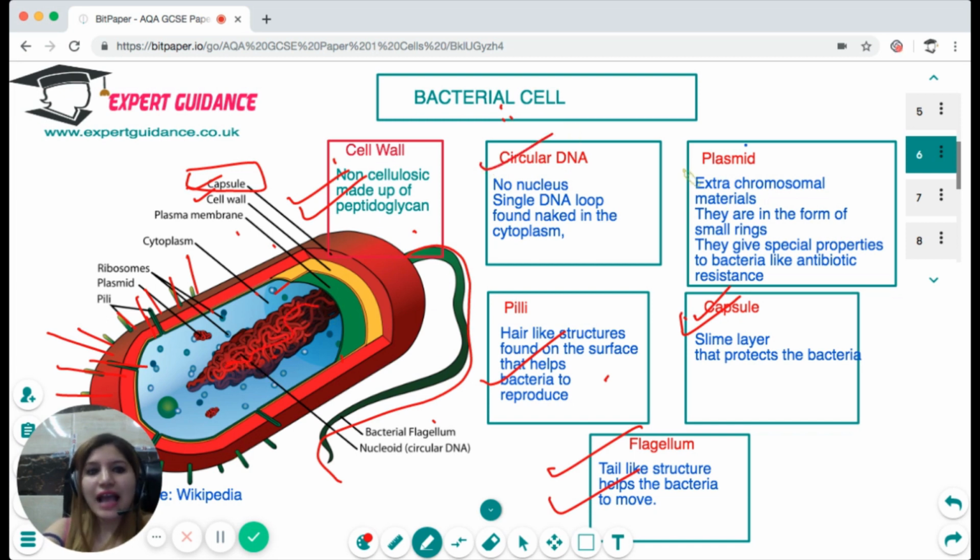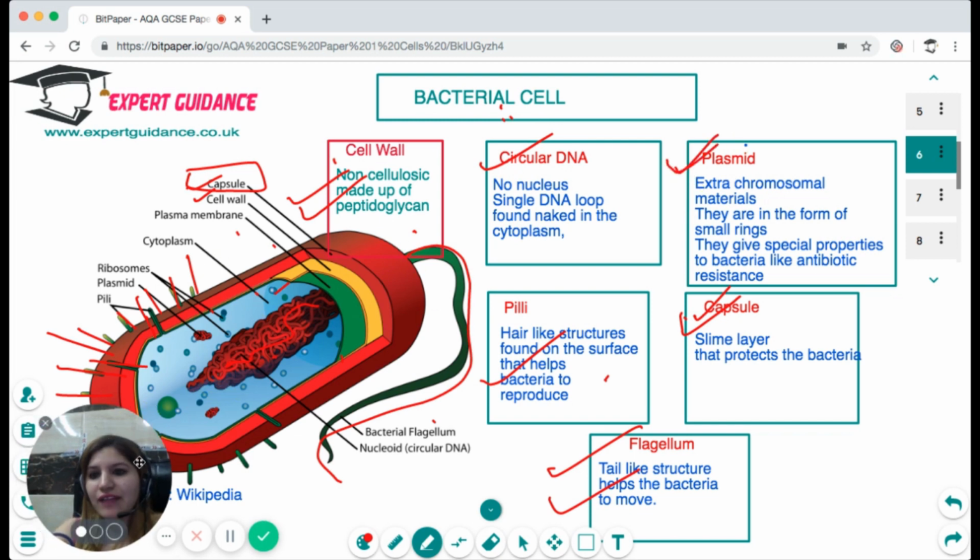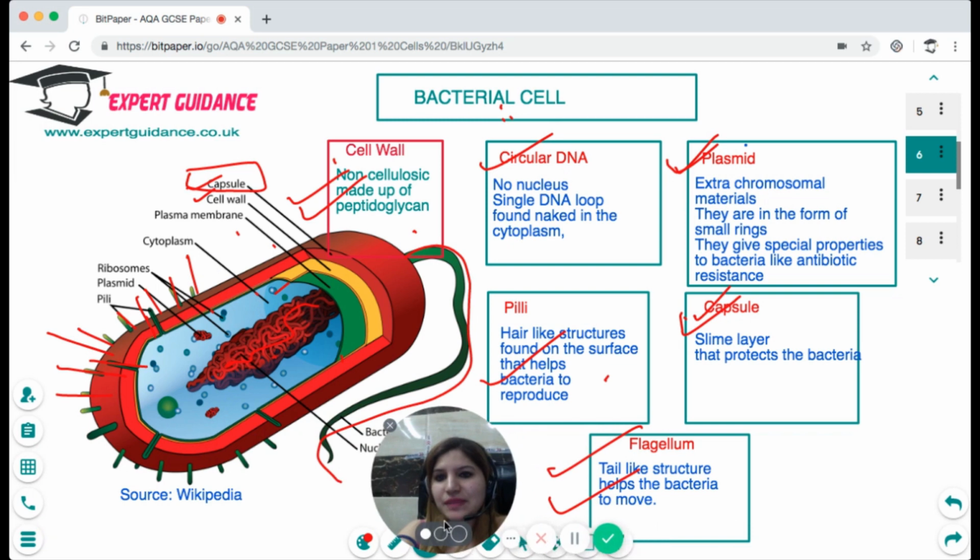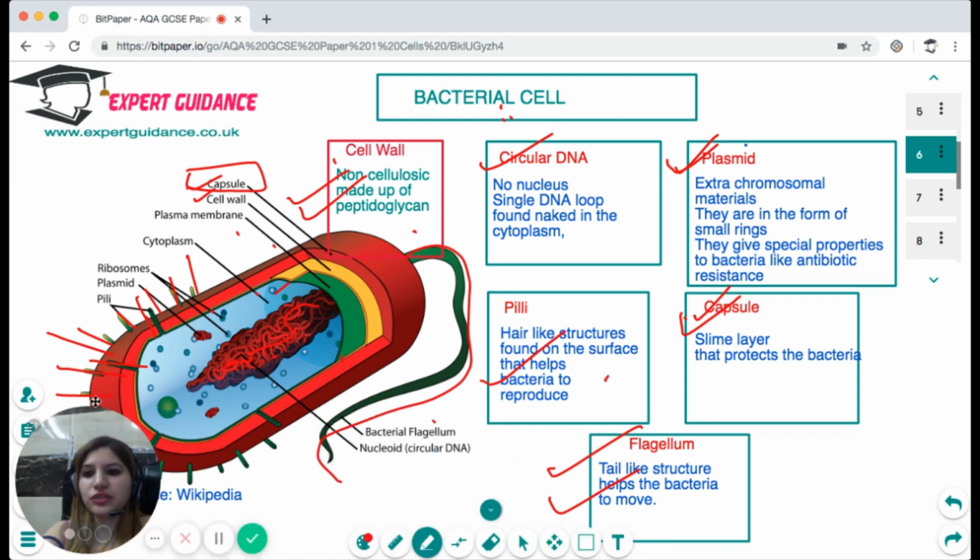Okay. Then, since it has no nucleus, the DNA is circular and it is found naked in the cytoplasm, and it has some extra chromosomal material. You can see here they have plasmid. Now, plasmids are the extra chromosomal materials which are found in the bacteria. So you can see these extra stretches of DNA. These are plasmids, and they are in the form of small rings, and they give special properties to bacteria like antibiotic resistance. Okay, so I hope all these organelles, this labeling and their functions are clear to you.